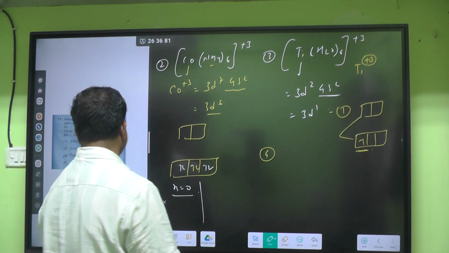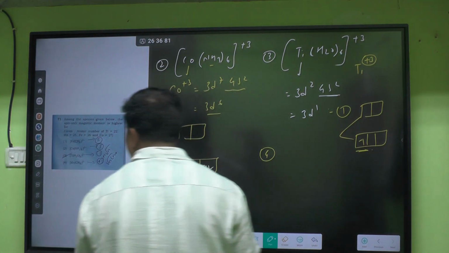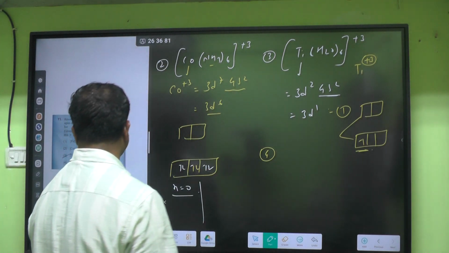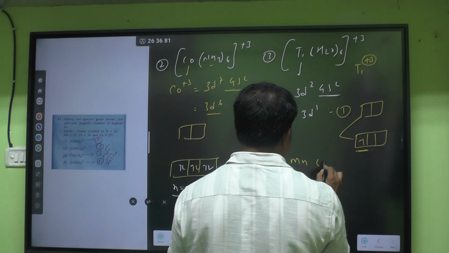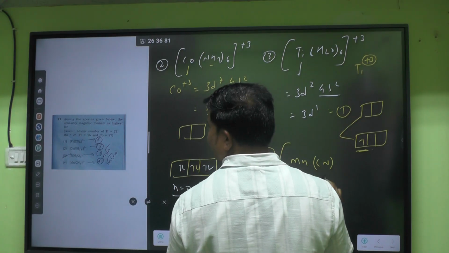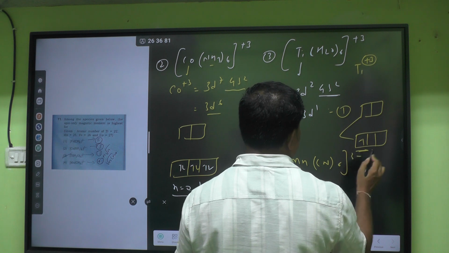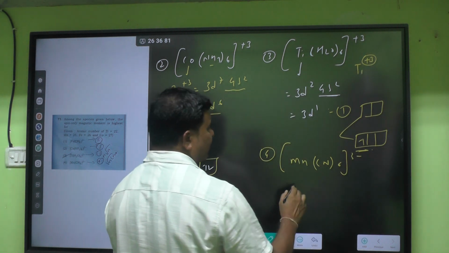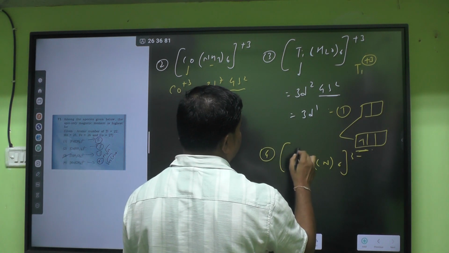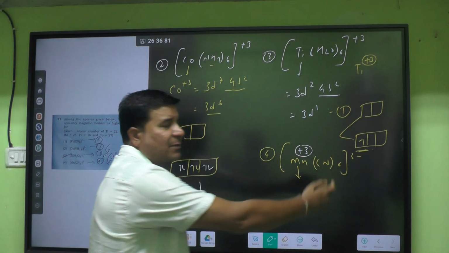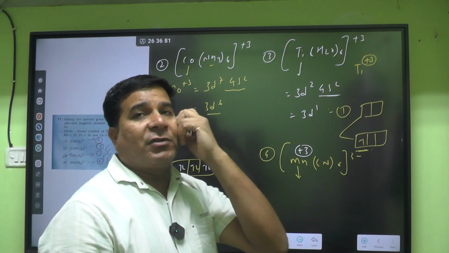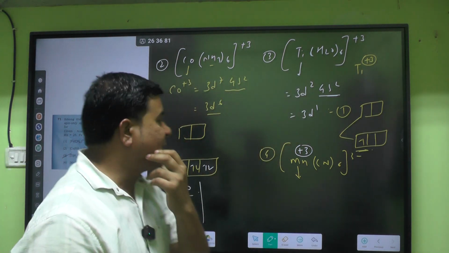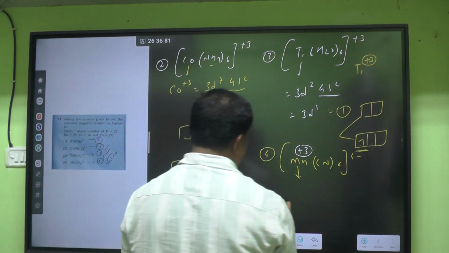Now the fourth question. Now it is given Mn(CN)6 with a minus 3 charge. What is the Mn oxidation number? Plus 3. Everyone knows: 6 times minus 1 is minus 6, plus the minus 3 charge gives a plus 3 oxidation number here. Okay, so now write the electronic configuration.